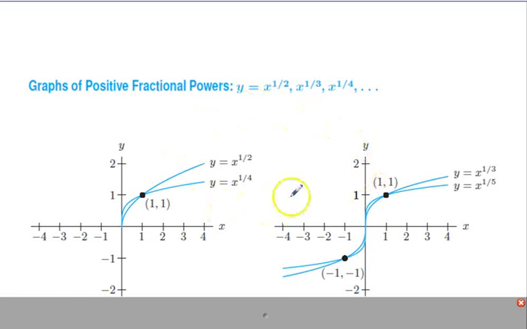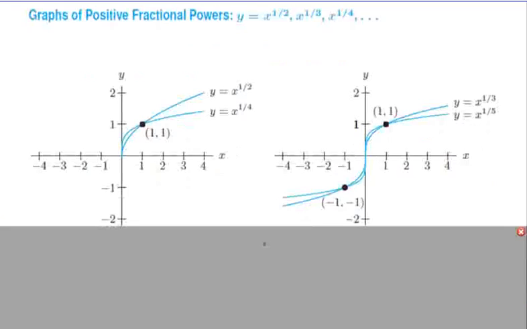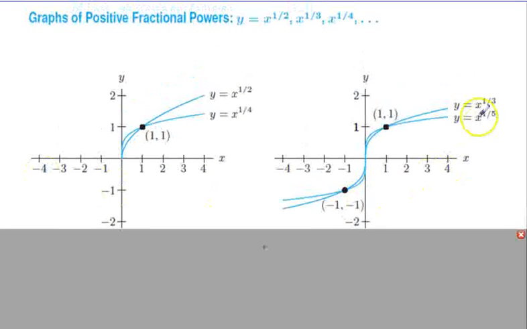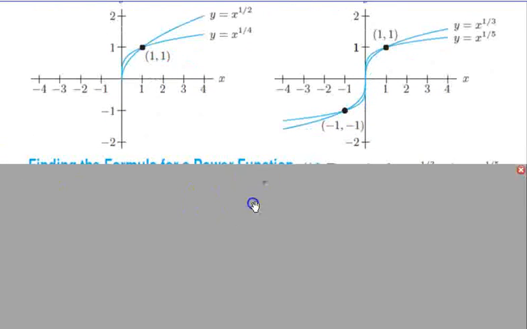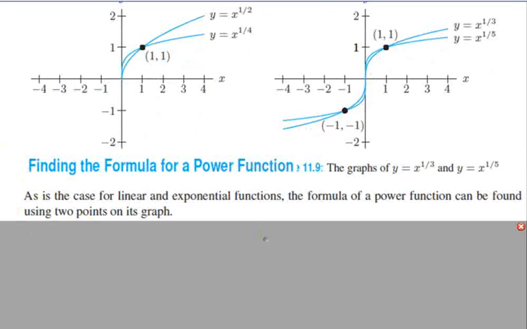And in this case, if p is an even integer, the domain and range are both restricted to only positive numbers, including 0 for the domain, but not including 0 for the range. And when p is an odd number, the domain and range are all real numbers, and they look like part of a square. Okay? The last thing is how to find the formula of a power function.